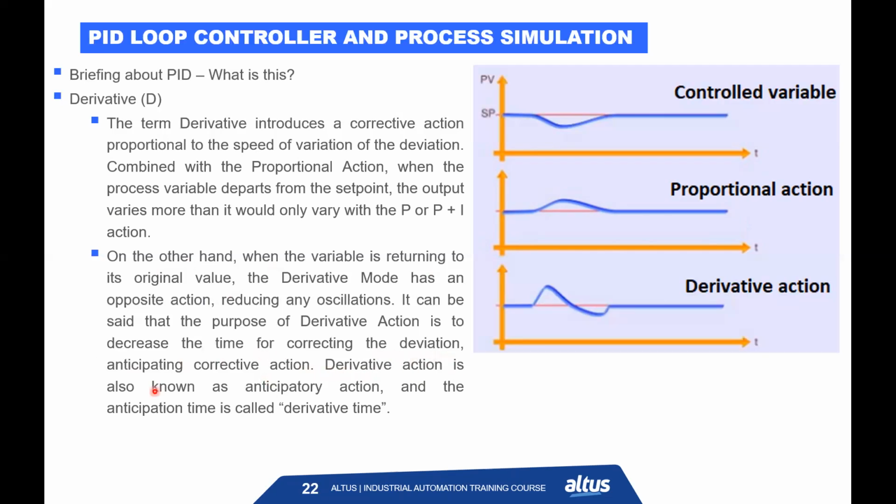Derivative action is also known as anticipatory action, and anticipation time is called derivative time. So derivative action basically avoids the system giving some overshoots, because I'm braking my output and giving some slow information to my manipulated value or variable.